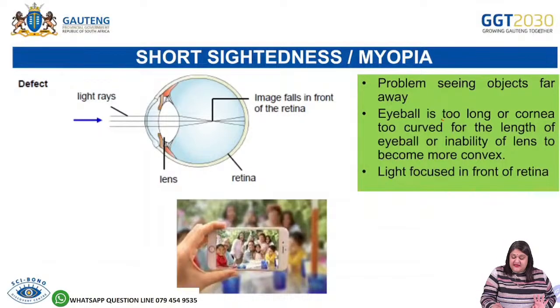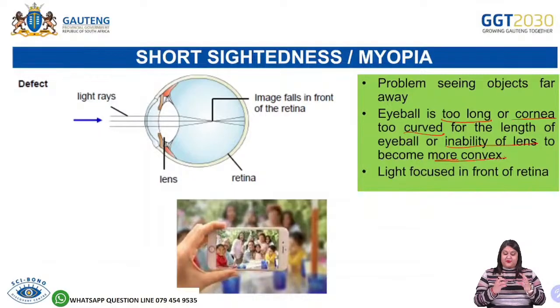The eyeball is either too long, the cornea is too curved, or the inability of the lens to become more convex. Because remember, it must be able to change shape. So that is the problem here. What happens is that the light comes in, it gets refracted, and then because the eyeball is too long and because of all of these issues, the image is going to fall here.